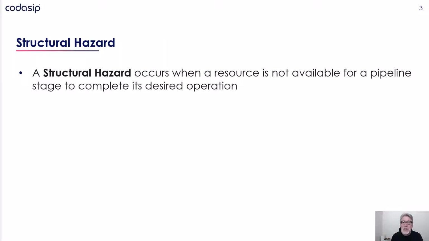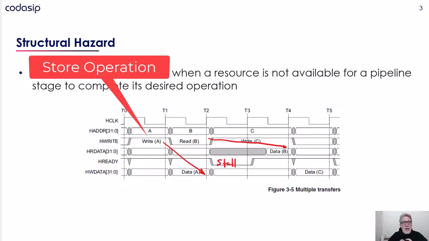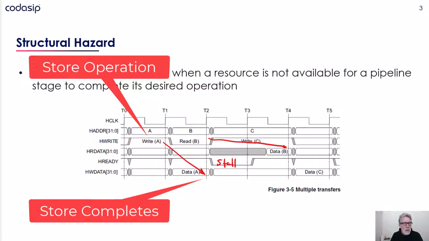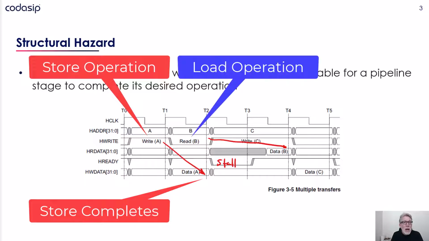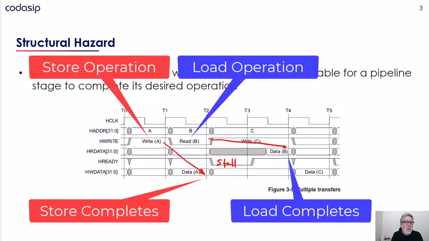In this assignment, you will be introduced to a new type of hazard, a structural hazard. A structural hazard occurs when a resource is not available for a pipeline to complete its desired operation in a particular stage. Now, if I have a store operation, the memory bus is going to be pointing towards memory and not towards the CPU. If I turn the bus immediately around wanting a load, I have a structural hazard because my memory bus is not available for one clock cycle after a store operation. This is an example of a structural hazard, which you will have to overcome in this assignment.